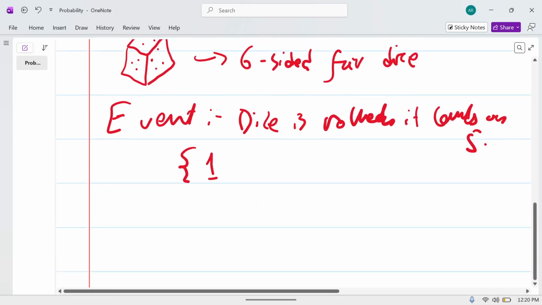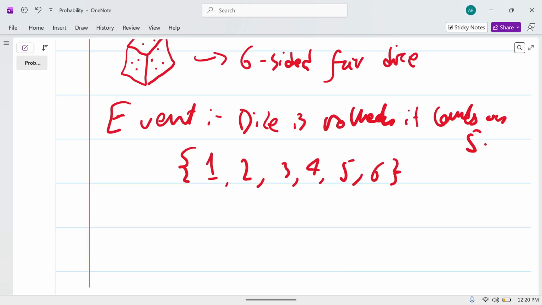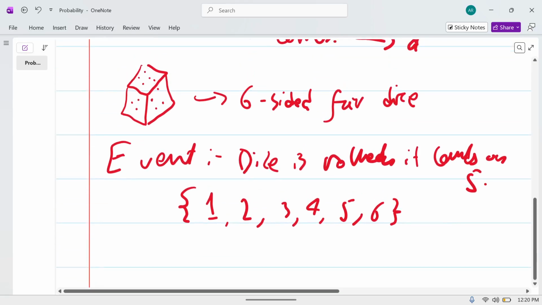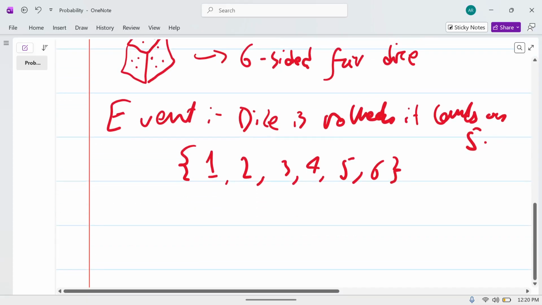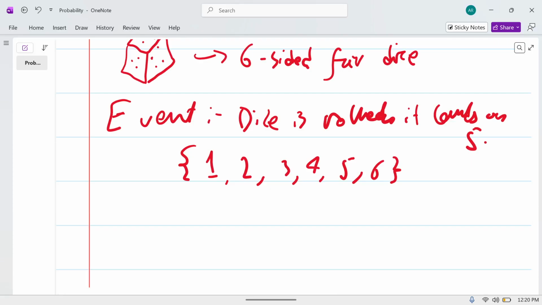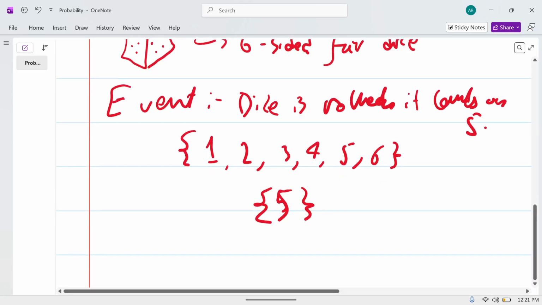So for example, in this case, what are the total outcomes? You can either get a 1 or a 2 or a 3 or a 4 or a 5 or a 6, right? These are your total outcomes. These are all of the possible outcomes. You cannot have a 7 or an 8, depending upon what kind of dice you have. But in this case, it's only going to be these 6, right? And now what outcomes do you need for the event? What are the outcomes that you are searching for? That is 5, right? You're just looking for 5 to appear.